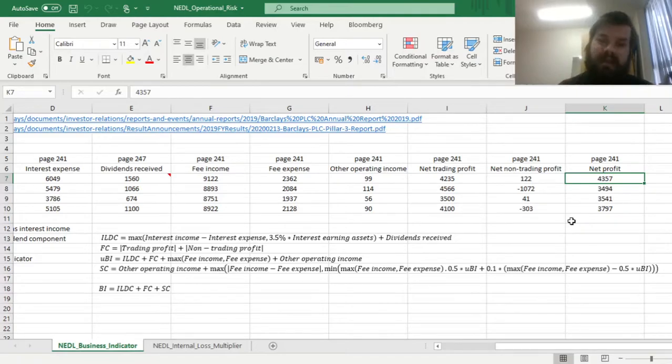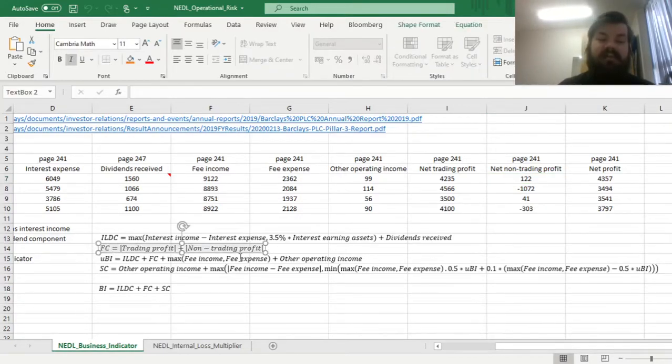Here, as per Basel regulations, we need to take into account net profit before tax, as tax, as per Basel's methodology, cannot impact the business indicator. So net profit before tax over here, and we subtract the net trading profit from the trading portfolio characteristics to arrive at the net non-trading profit. And the financial component is just the sum of the absolute values of the two.